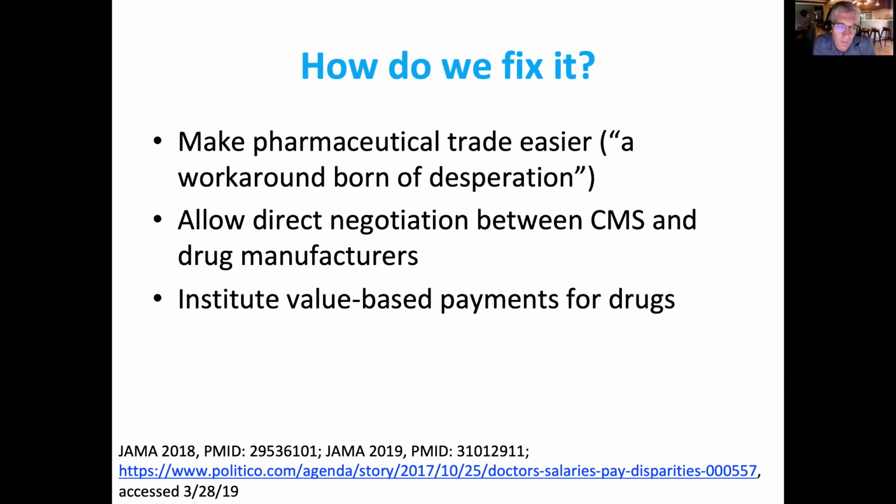Third is to institute value-based payments for drugs. So if you invent a new chemotherapeutic agent that prolongs the life of a patient by 90 days, we shouldn't necessarily be paying $500,000 for a course of that drug, right? Because the actuaries can tell you roughly what 90 days of a human life is worth from an insurance standpoint. So the cost of that drug should more closely align with the value that it's providing, which they don't at all right now.